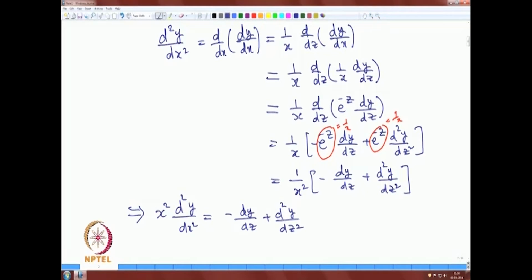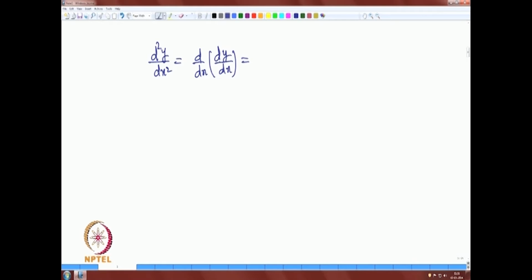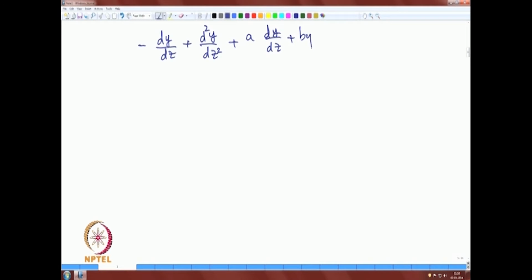Now, putting this into the Euler-Cauchy equation, the equation becomes minus dy by dz plus d square y by dz square plus a times dy by dz plus b y is equal to 0.